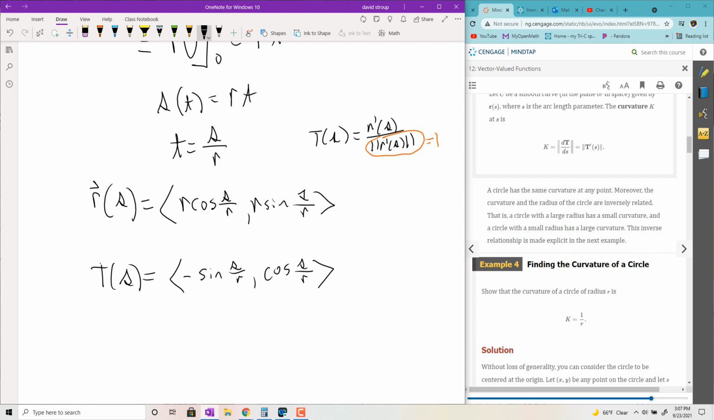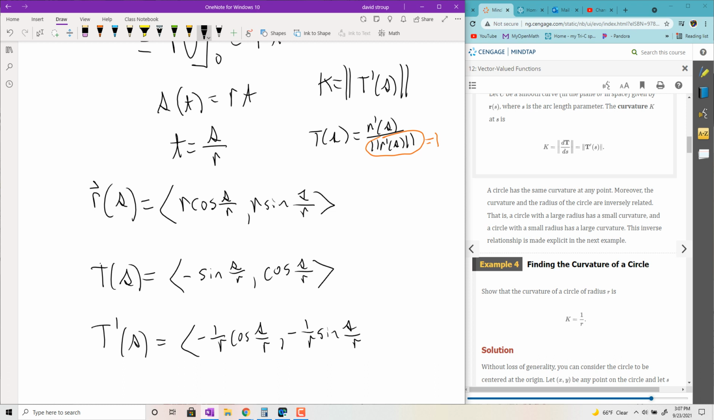I actually need the derivative of this thing then with respect to s, right? That's the curvature formula you see on the right. So one formula for curvature, it's just the magnitude of the derivative of the unit tangent vector with the arc length parameter s. Okay, so t prime of s then is going to be negative 1 all over r cosine of s over r, comma, negative 1 over r sine of s over r.